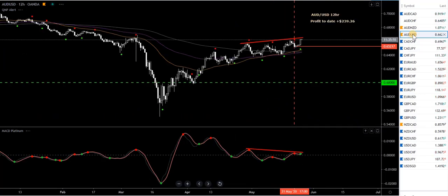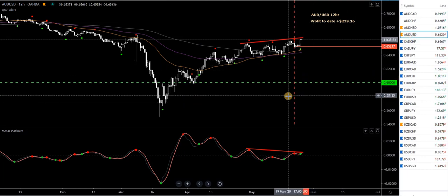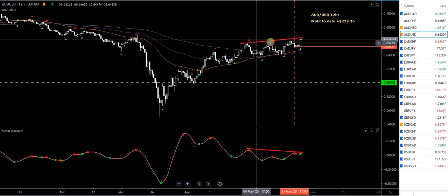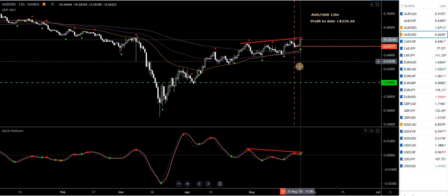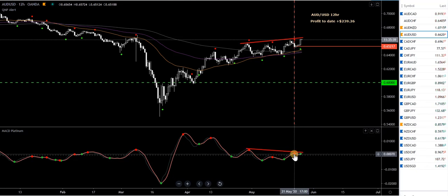Aussie USD, something I just took some action on a few minutes ago. I was in a sell here based on regular bearish divergence. I've got a new buy signal, which is not a valid buy signal because the MACD Platinum is above the zero level. Wasn't a great sell signal anyway. Now this is going up.